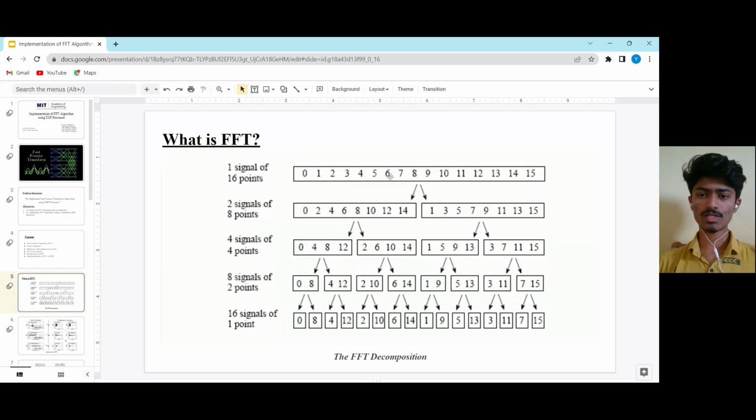So we can see here the samples are basically 16, and the samples are getting divided into two parts in each stage. In the first stage it is divided into two parts, and in the third stage it is further divided into four parts, and at the last we can see that there are 16 parts. So overall we can see that the 16 samples end up as 16 points. That is nothing but the FFT decomposition.